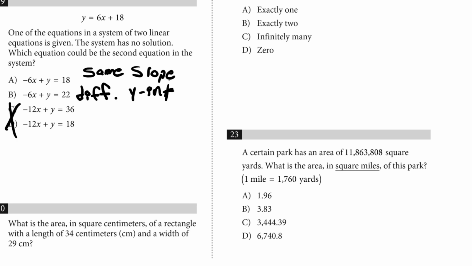A and B, if we add 6x to both sides, we would end up with the same slope. But if we look at A, the y-intercept would be 18, and we need a different y-intercept. So it can't be A, and the answer is B.